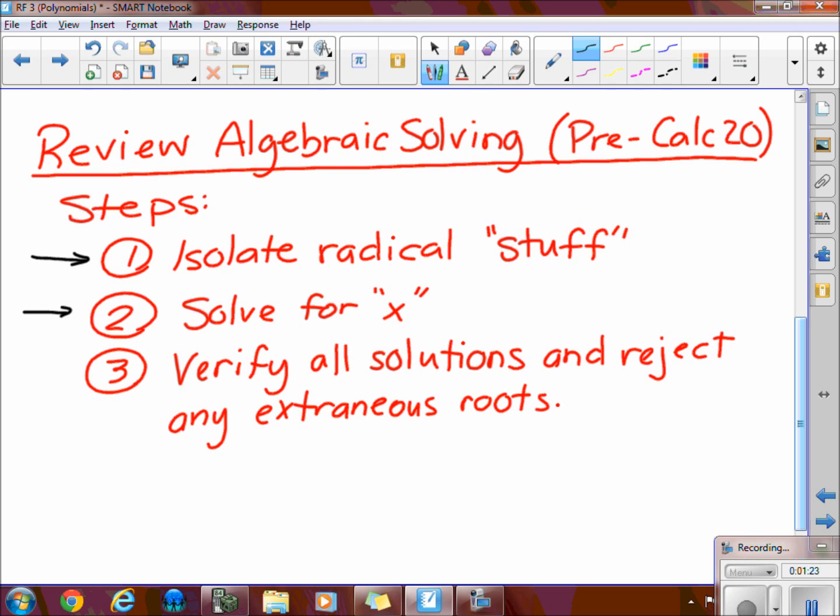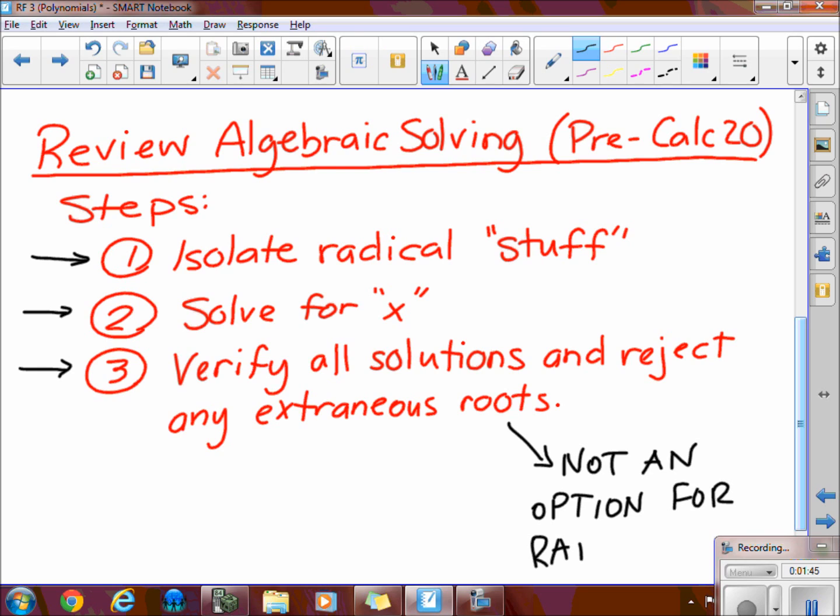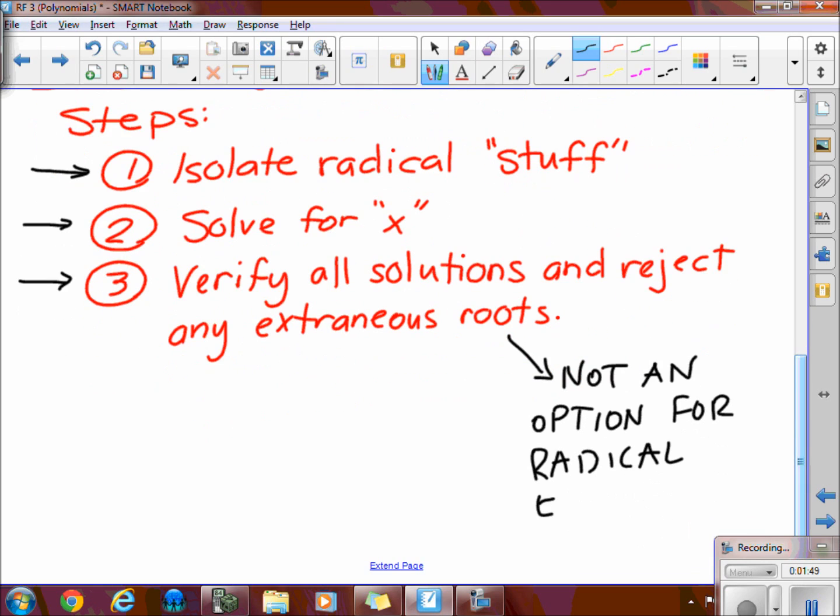The last thing that we do is verify that our solutions actually work in the original equation, and we can then reject any extraneous roots. This is not optional when we're solving radical equations, because some extraneous roots have to be rejected, and if you don't do that, you start to think that there are more answers to the question than there actually are. So for radical equations, we always have to verify that our solutions are indeed correct.